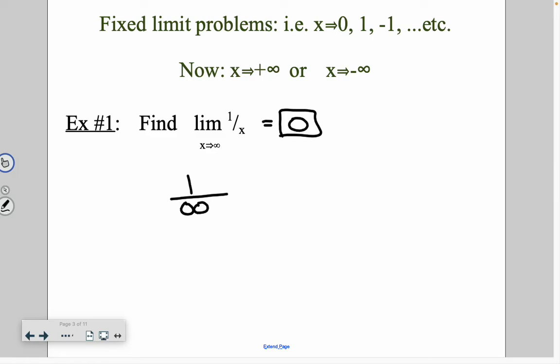What if I did this? What if we had 3 divided by infinity? Still 0. Now you have 3 whole dollars that you're dividing amongst every person. Still basically 0. Okay? That's the concept that we're kind of trying to develop in this case.